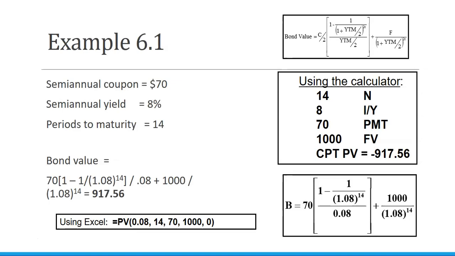We can look at these examples using our mathematical formula, using a scientific calculator, or using Excel. See that the bond value is $917.56. It is a discount bond because the market rate is higher than our coupon rate. We have a semi-annual coupon of $70 or annually of $140. The semi-annual yield, market yield, is 8%, and our periods to maturity are 14, or 7 years times 2 annual payments.